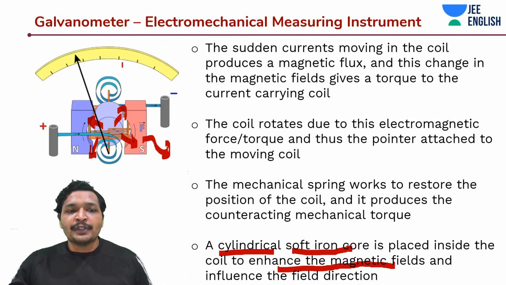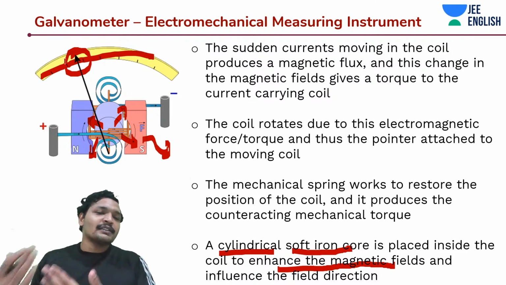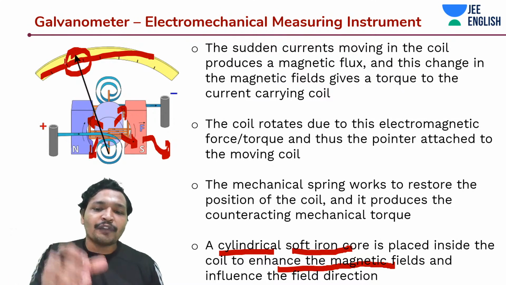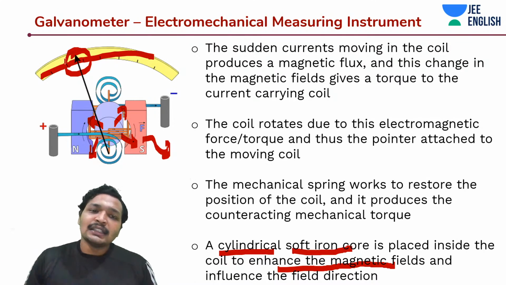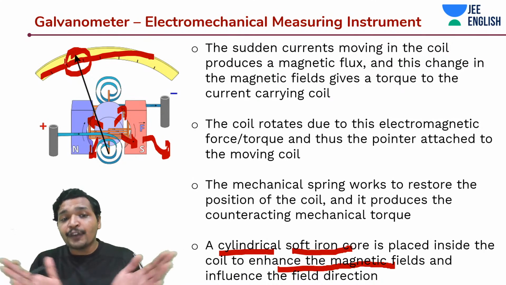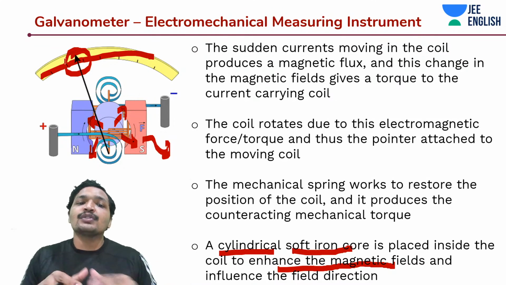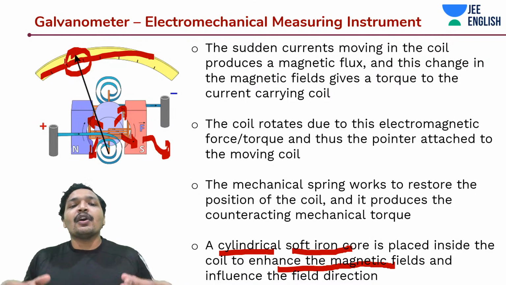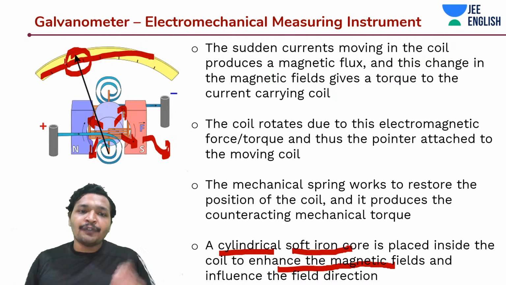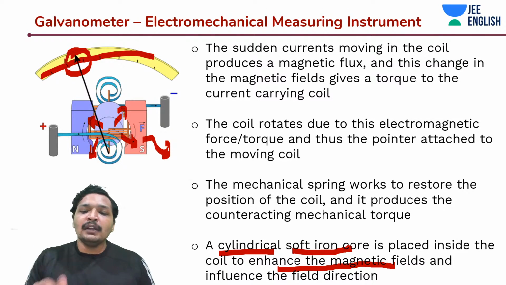And these things are obvious to you now, I guess. There is a scale, there is a pointer. It's basically a coil-based device which has a soft iron core. You are placing the soft iron core to enhance the magnetic fields and to influence the direction; it should be radial. You are influencing the field direction using the soft iron core. These permanent magnets are present because they are necessary for this torque to happen. And there is a spring to bring it back to the normal position.